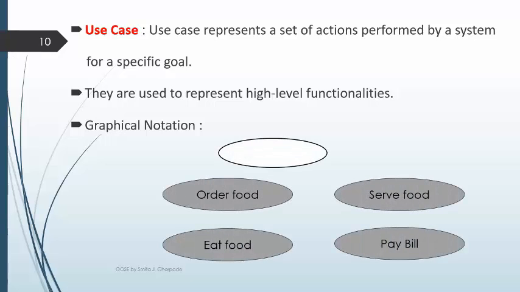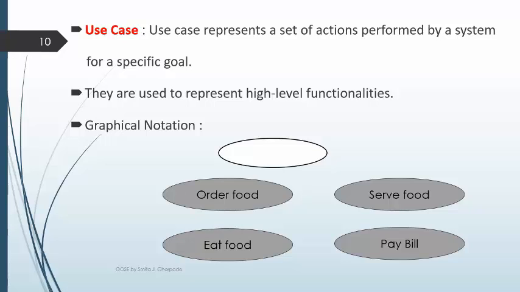Consider an example here. When we go to the restaurant, what are the certain processes that happen? The first one is we place the order for the food. Later on, food is prepared. Then someone serves that food to our table. We eat the food and finally we pay the bill. So these are the sequence of actions that happen when we go to the restaurant. Order food, serve food, eat food, and then go for a payment, that is, pay the bill related to that food or related to that order.